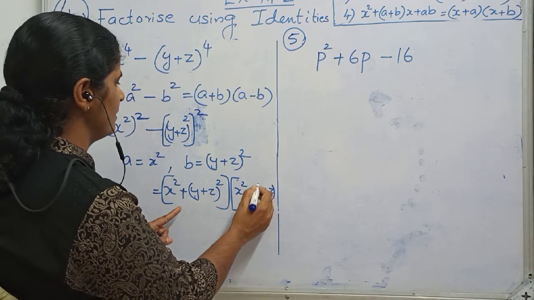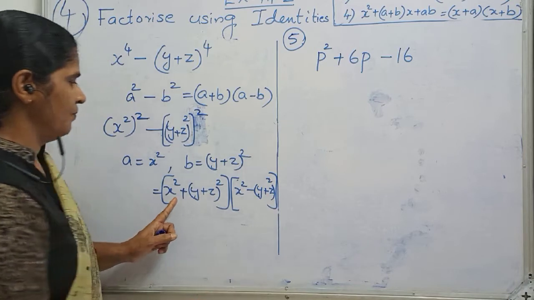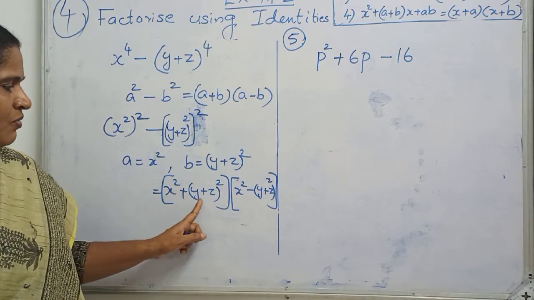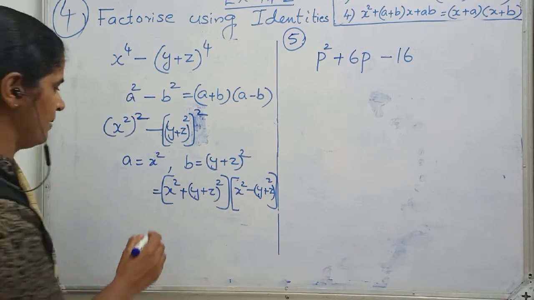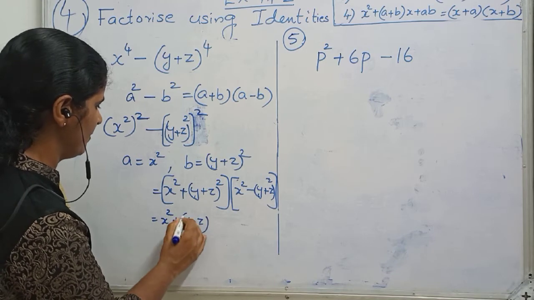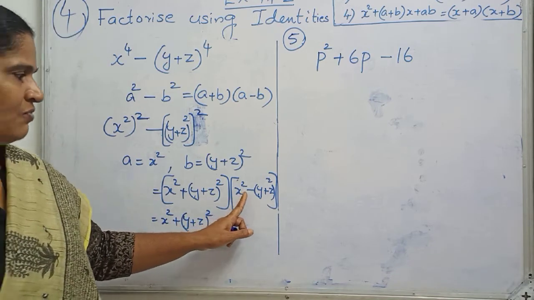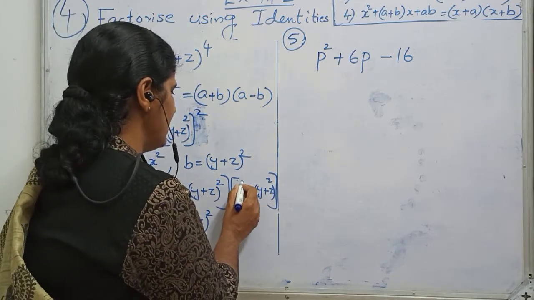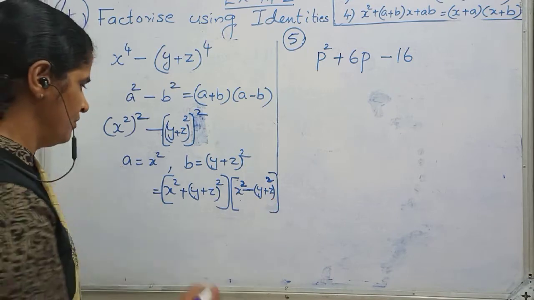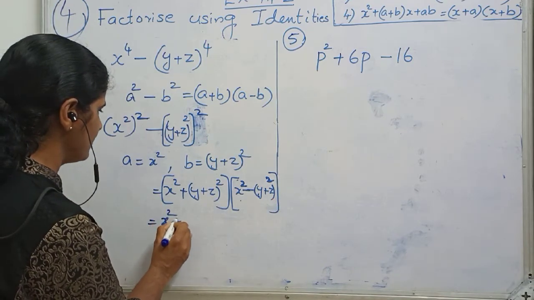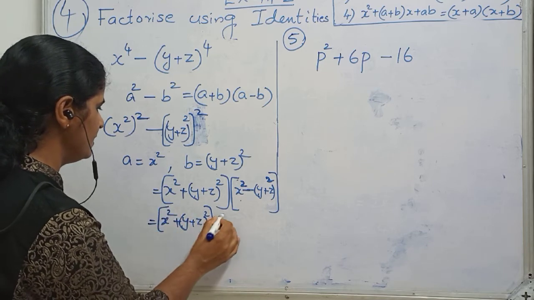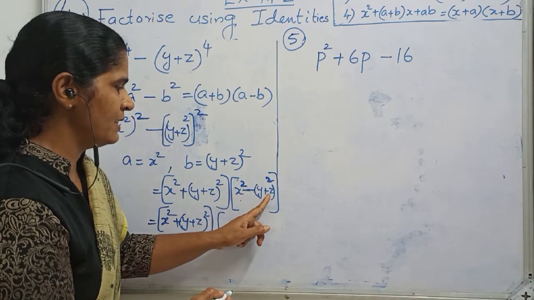(y plus z) square. Then there is no possibility to do any further factorization with x square plus (y plus z) the whole square. It is the same: x square plus (y plus z) square. But the other can be factorized further because there is a minus in between and both are squares. Whenever this comes, it can be factorized further. So the answer will become, here this is the same, x square plus (y plus z) the whole square in one bracket. This can be further factorized as a square minus b square.